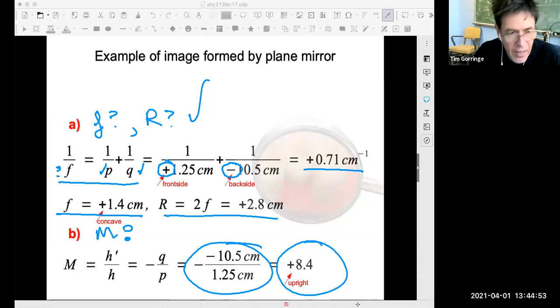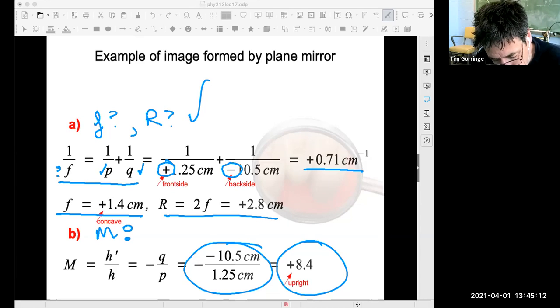And so that's an example of using the mirror equation and the magnification equation for a particular example of, in this case, a convex mirror.